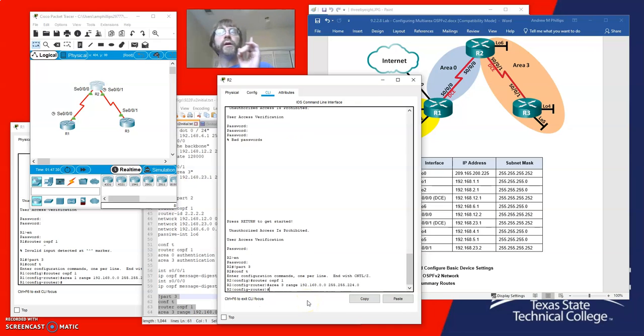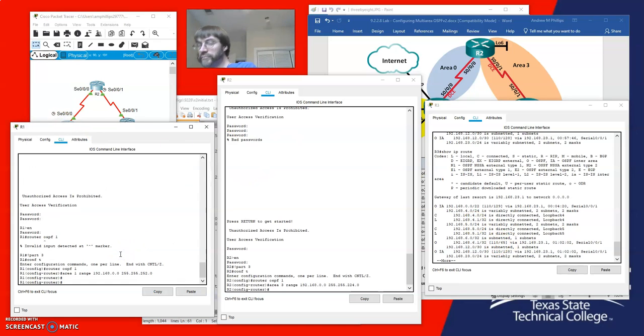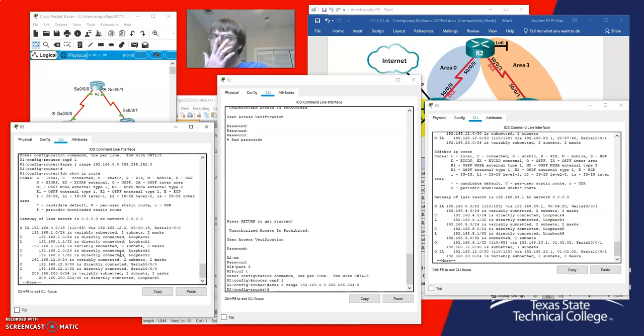Bam. Now, what we're going to see here, honestly, let's actually look at that route, show IP route again. Now, notice that this show IP route doesn't change. The information we give to router 2 doesn't propagate to router 3, but we will show it on router 1. See, router 1 knows about 192.168.0.0/19.